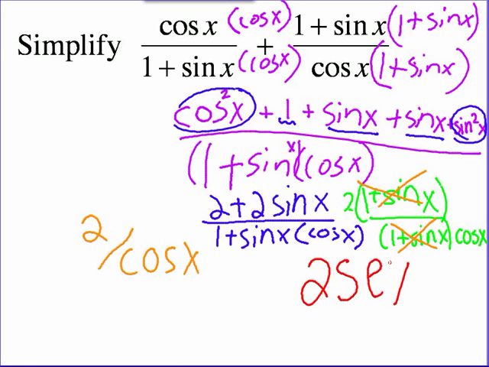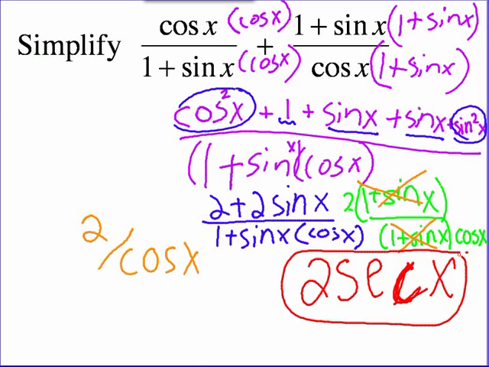Okay, now for those of you wondering, what were you going to write? There you go. Good. 2 secant of x. Good. And the reason why we know that is 1 over cosine is secant. So then what the 2 does is the 2 just tells us it's going to be 2 secant. And so there you go.